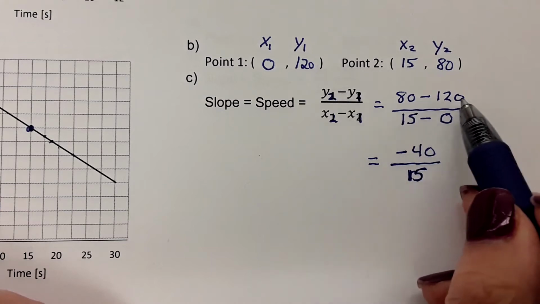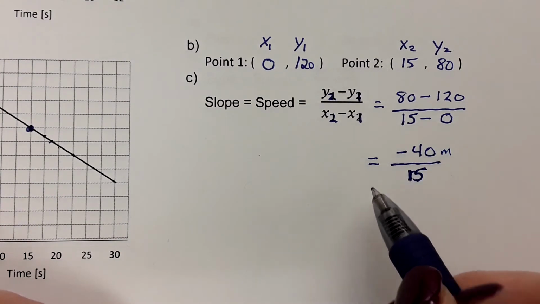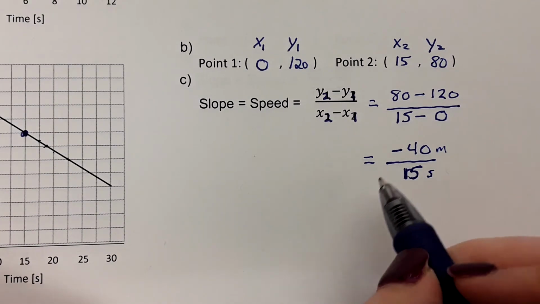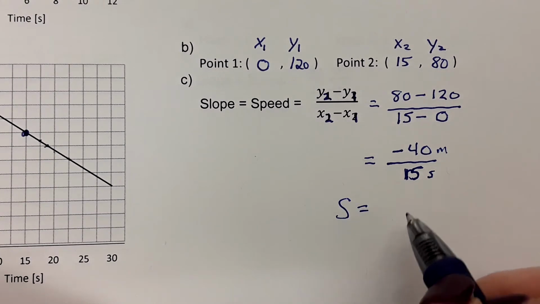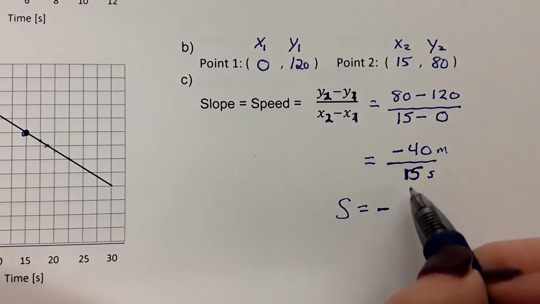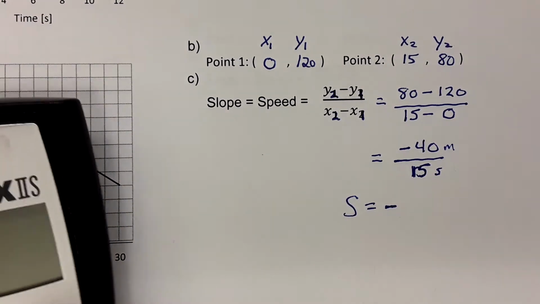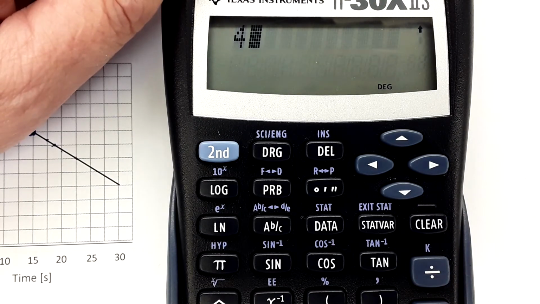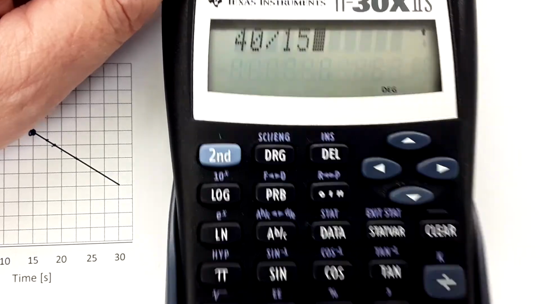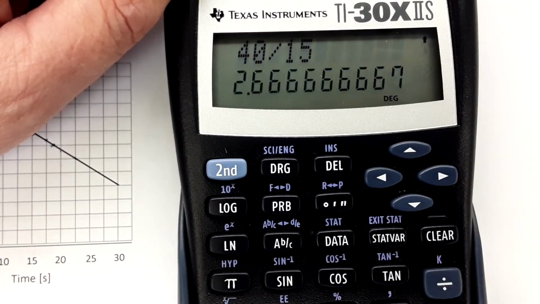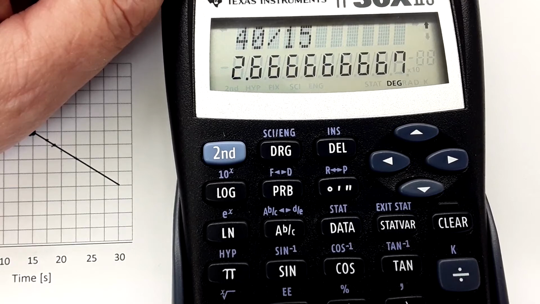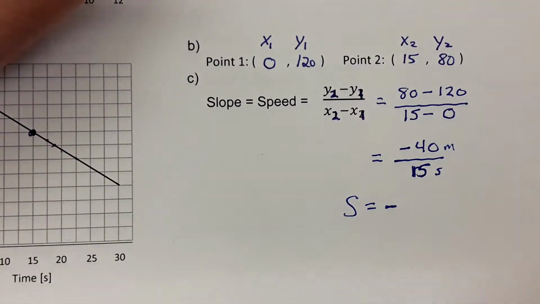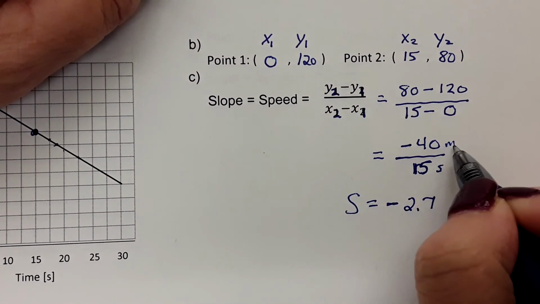So we get negative 40 from the top, and that's going to be in meters because that was the y-axis, over 15 on the bottom, which would be seconds because that was from the x-axis. So the speed is going to be whatever 40 divided by 15 is with a negative on the front. So we take our calculator. All right, this is the easy part. The calculator is going to do the work here. 40 divided by 15. Okay, let's see what it gives us. 2.66 repeating. So if you wish, we could round that to 2.7. That would be perfectly acceptable. So we get negative 2.7 meters per second.